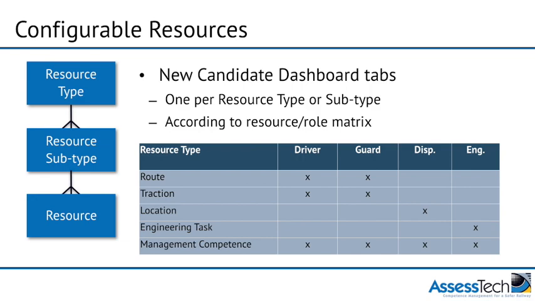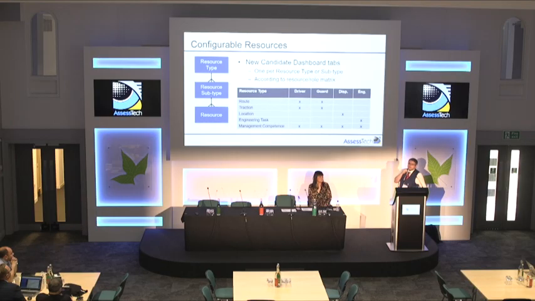Here's an example here. Routes and tractions, they're both relevant to guards and drivers, but they're not relevant to dispatchers, as an example. Okay, engineering tasks will only show for engineering people. Okay, and some things can show for everybody. So you've got that option there, so you don't get inundated with lots more information. You may notice some more tabs show up, but you won't have too much. Okay, is everybody happy with configurable resources?